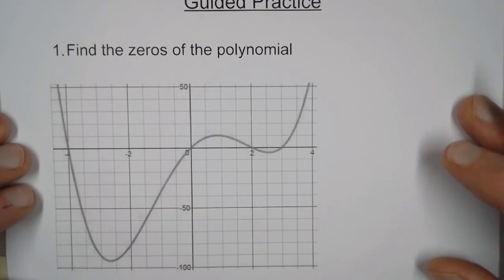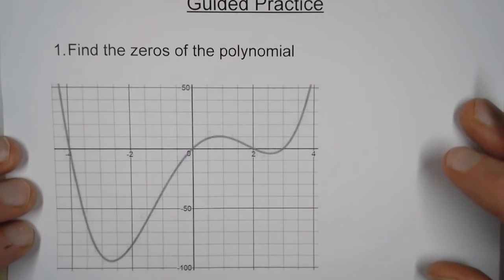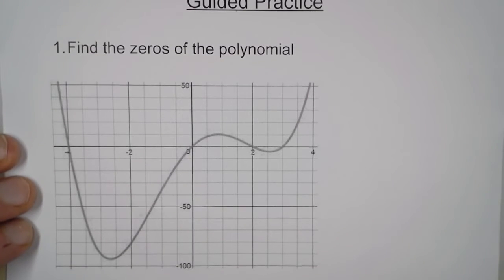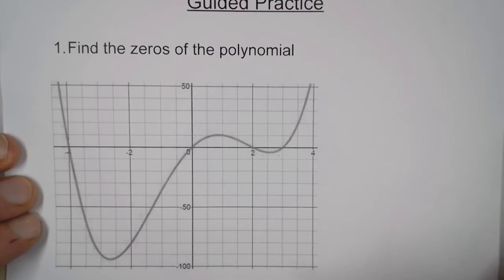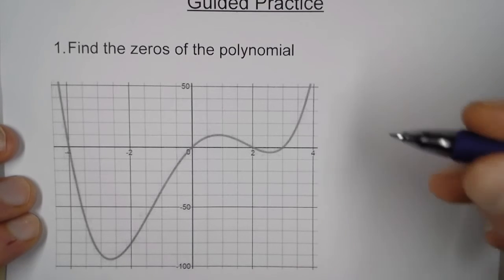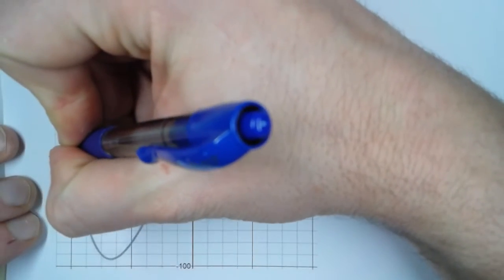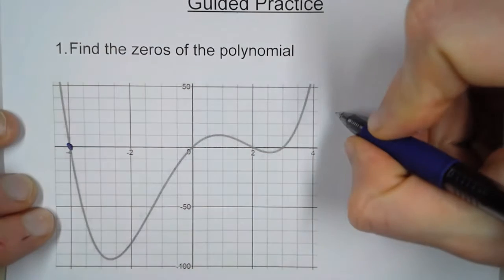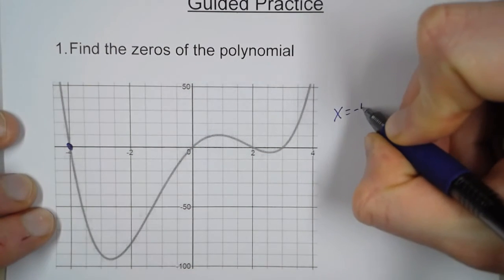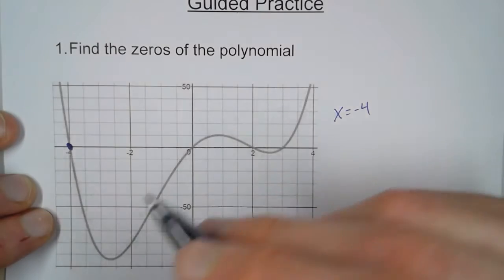So what are zeros? Well, zeros are values that make a polynomial zero. Now we're looking specifically at graphs, which means what we're looking for is where the graph intersects the x-axis. So looking at this graph, we have this location right here. So we report that as x equals -4 because we give the x value of that location.